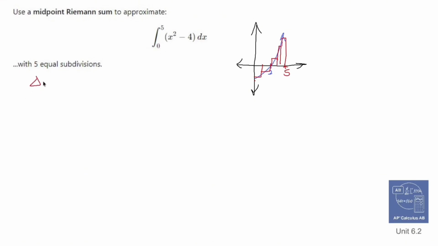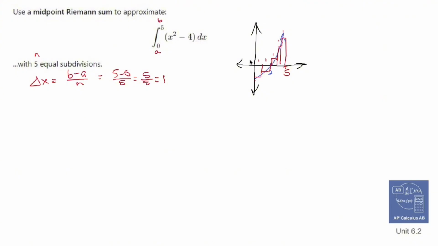That's easy. The change in x is going to be b minus a over n. If you watch my last 2 videos, you've seen me use this before. What's b? That's the upper limit. What's a? That's the lower limit. What's n? That's how many subdivisions there are. So each of these rectangles is going to be 5 minus 0 divided by 5 units long. So 5 over 5 is 1. So each of these rectangles is going to be 1 unit long.